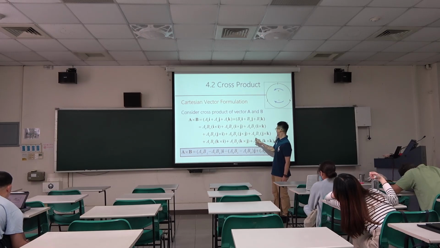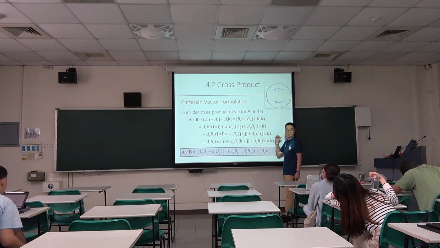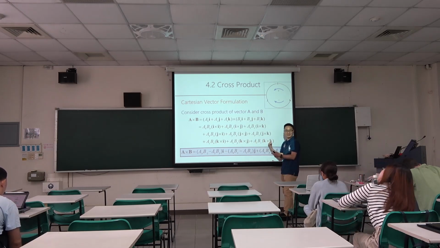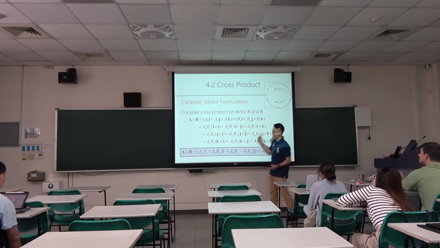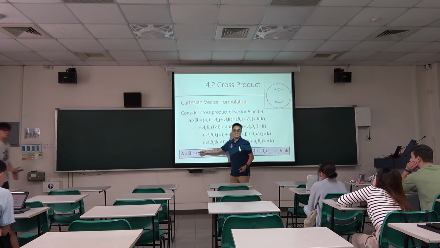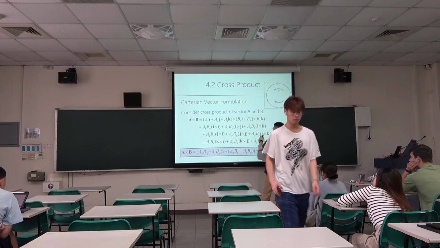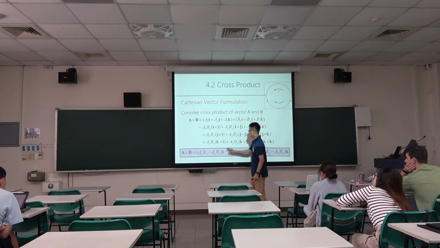Okay. So K and J, J cross K is positive. J cross K is positive this way. So that means K cross J is negative. So this component is positive. And okay, this component is negative.